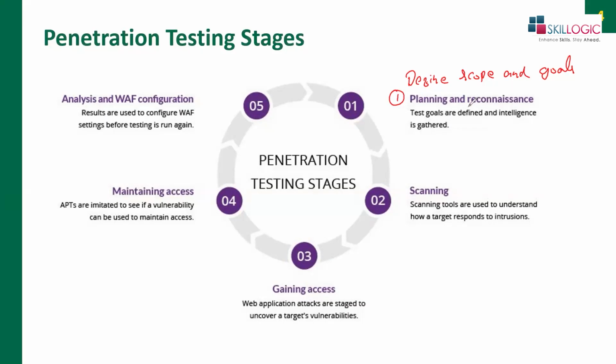Reconnaissance is also part of this stage, where we gather intelligence, for example, domain names, mail servers, network, everything, just to have a better understanding of our target system and to identify potential vulnerabilities.